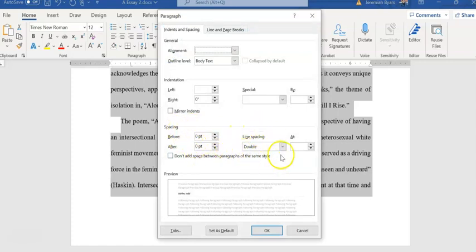You're not just concerned about this box. You're also concerned about this box and this box. 0, 0, double.